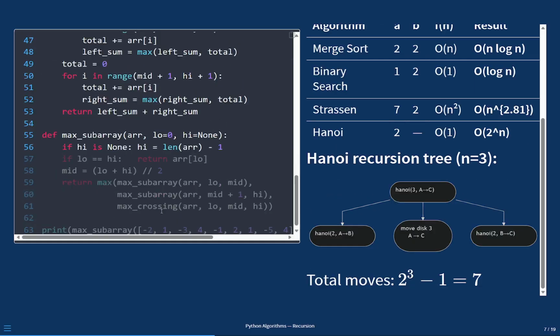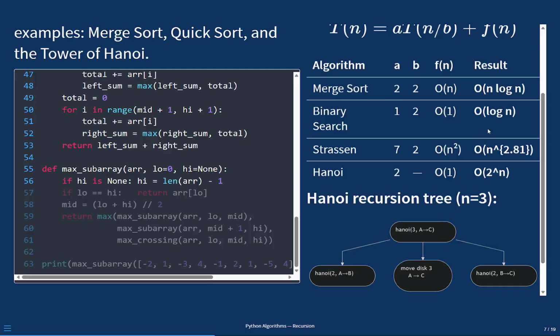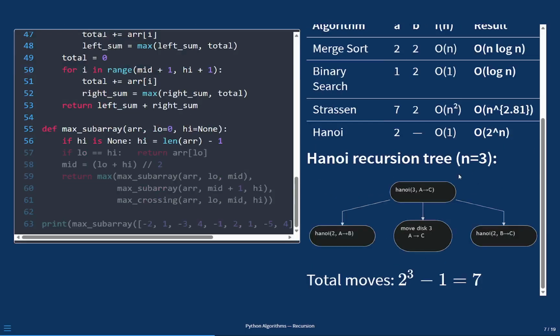Binary search: a equals 1, b equals 2, f(n) equals O(1). Combined cost is compared with n^(log₂1), which is n^0 = 1. Both are O(1), so multiply by log n: O(log n). The table summarizes the key cases.